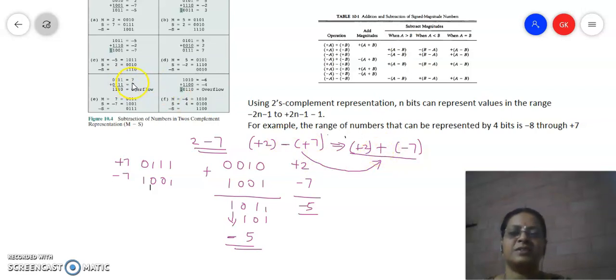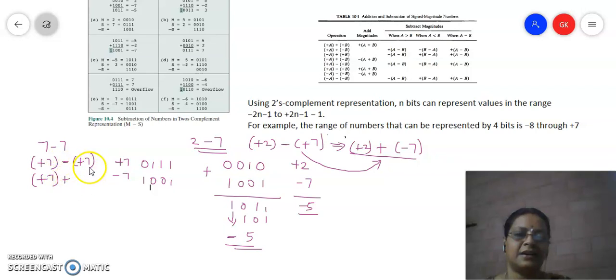Again, maybe we will just see one more problem. If I want to do the subtraction 7 minus 7, okay, how to implement this? It is nothing but plus 7 minus plus 7. Now you keep the first operand as such and change the sign of the operation to plus. If you change the sign of the operation, you have to change the sign of the second operand. Now the second operand sign is plus 7, it is going to be converted to minus 7.